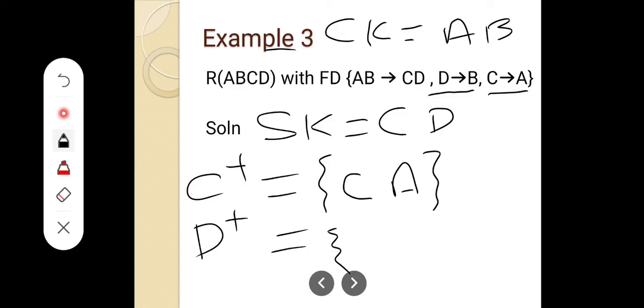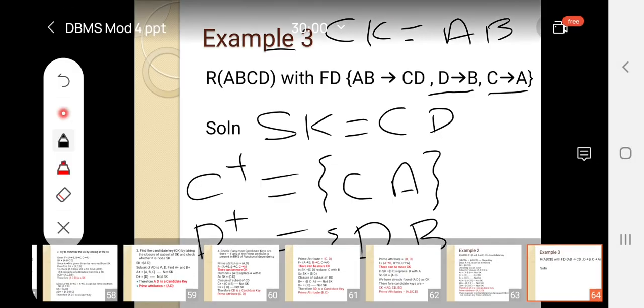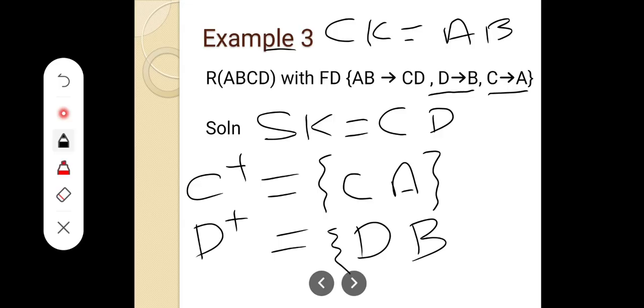Okay, now D closure. What is the answer? D closure, anything starting with D? First answer is D. Anything starting with D? Yes, B. DB. Okay, DB. Anything starting with B? No. So DB is the closure. So CA and DB, they are not super keys. So we can say that CD can be a candidate key. Okay, so CD can be a candidate key.